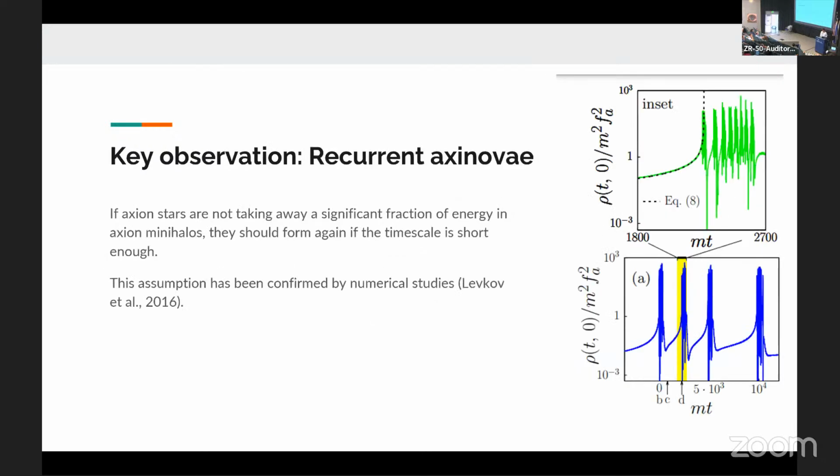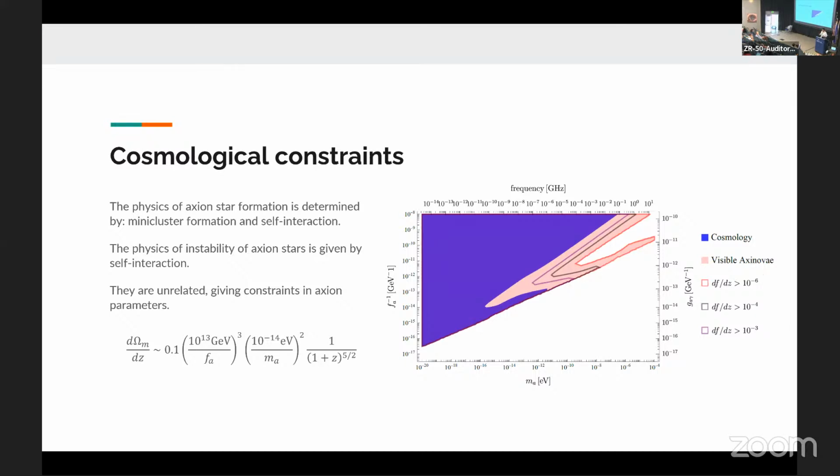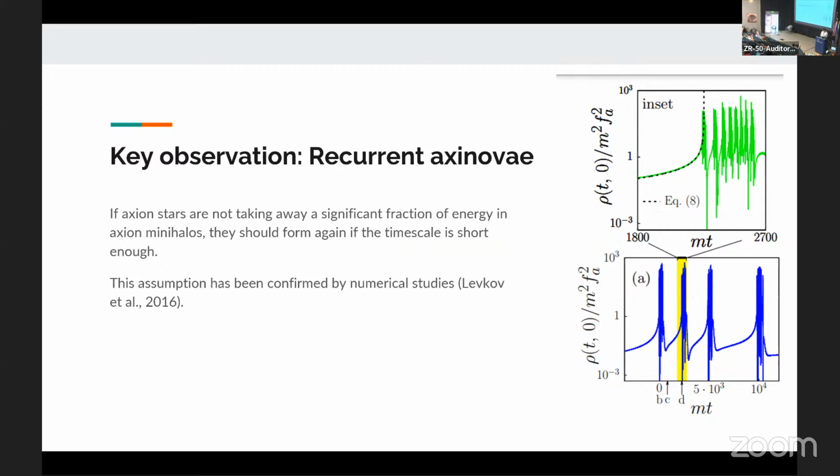And a key observation is if stars are not taking away a significant fraction of the halo, then this process, like I said, the life cycle of all the axion stars should be recurrent. If you look at the plot I'm taking from Levkov's paper in 2016, the density actually starts to grow when the star collapses, and then it's emitting relativistic waves. So the central density goes back down, and then it starts to develop a large density peak again, and goes on recurrently. And this assumption has been confirmed by numerical studies, and we can use this assumption to get some cosmological constraints.